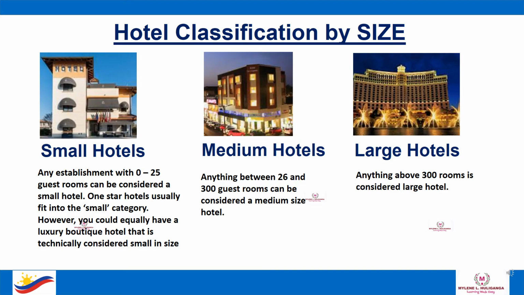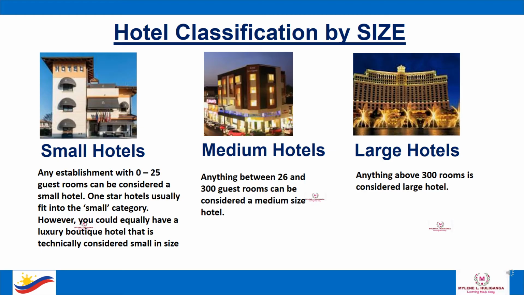Classification of hotel by size. First is the small hotels. Any establishment with 0 to 25 guest rooms can be considered a small hotel. One-star hotels usually fit into the small category. However, you could equally have a luxury boutique hotel that is technically considered small in size.